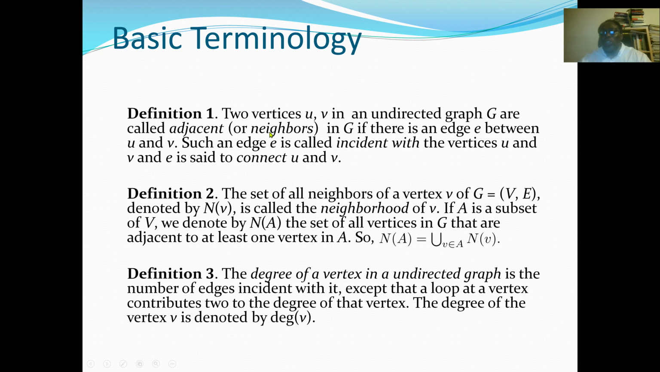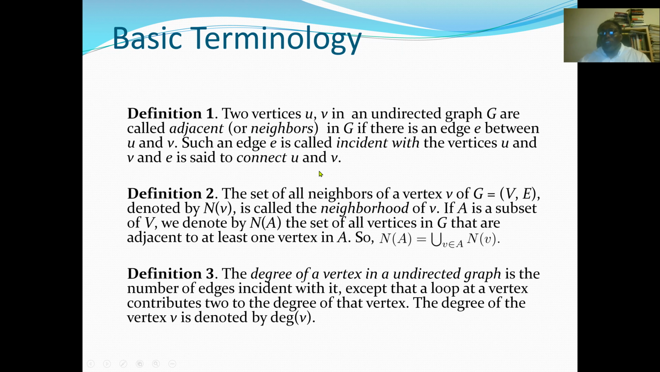or neighbors in G if there is an edge e between u and v. What the term adjacent means is that if we have two vertices and they are connected together by the same one edge, then those two vertices are called adjacent or they are neighbors. Again, if you have two vertices connected together by one edge, then those two vertices are adjacent or they are neighbors.